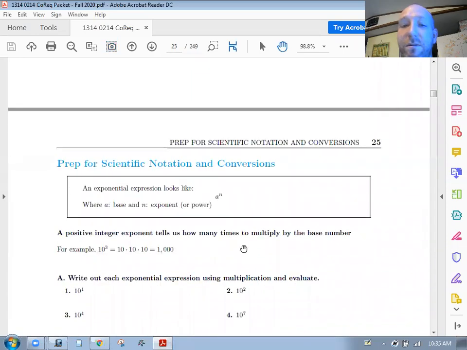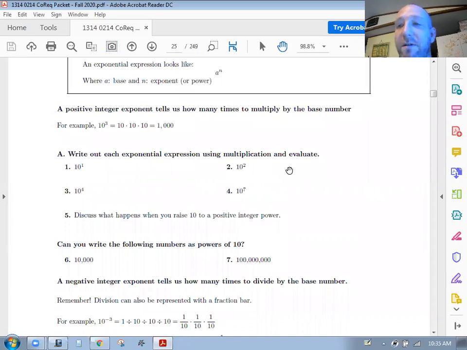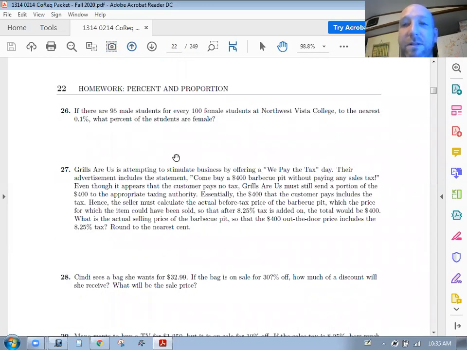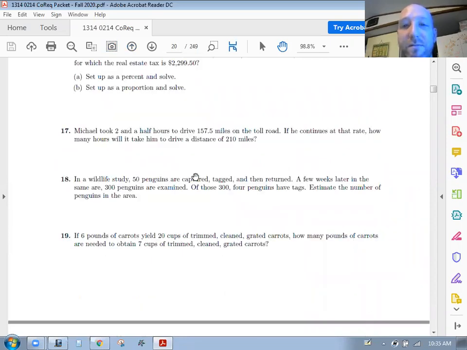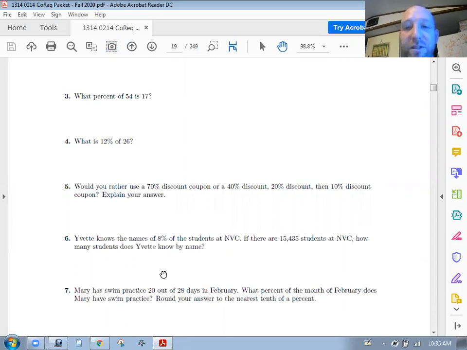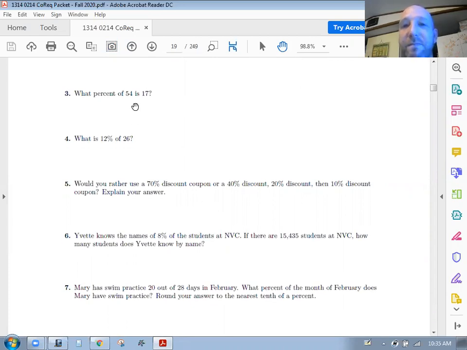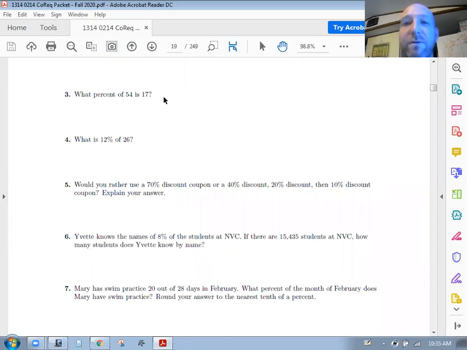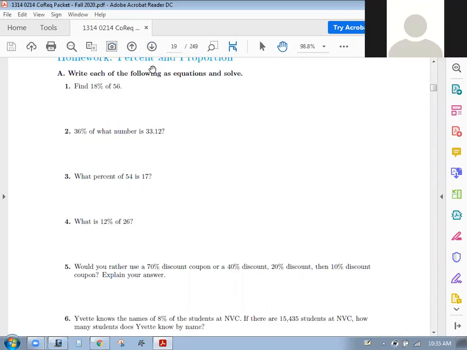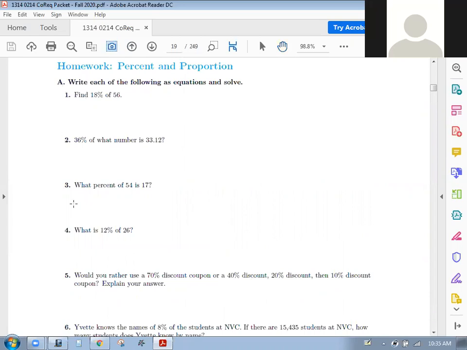All right, so scientific notation. Did y'all want to do, I just kind of skipped them, but these basic percentages up here, like what percent of 54 is 17 and such? Yes, sir. All right. Let's do some of these.